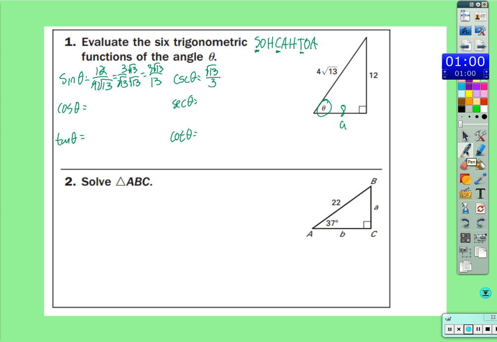That's A, so now let's go to the cosine. What's the cosine here? Adjacent over hypotenuse. 8 over 4 root 13. I get 2 over root 13, and multiply by root 13 over root 13. We get 2 root 13 over 13. The secant is square root 13 over 2. There you go, hypotenuse over the adjacent. Tangent: opposite over adjacent. 12 over 8, 3 over 2. And the cotangent.